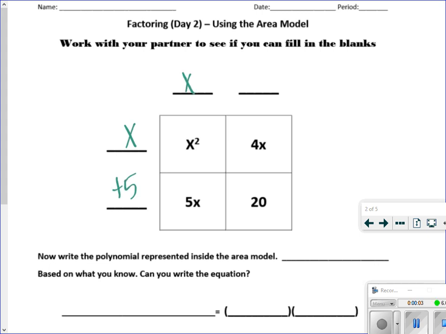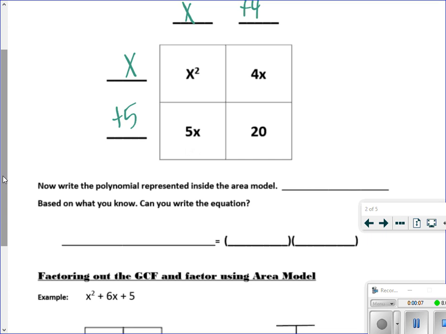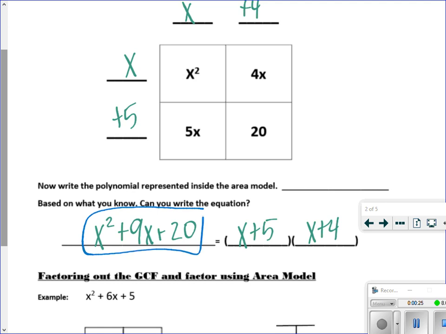5, x plus 4. So the two parentheses would be x plus 5 and x plus 4. What about the inside of that? What would that equal? X squared plus 9x plus 20. So what we're starting today, this is how we're starting every problem.